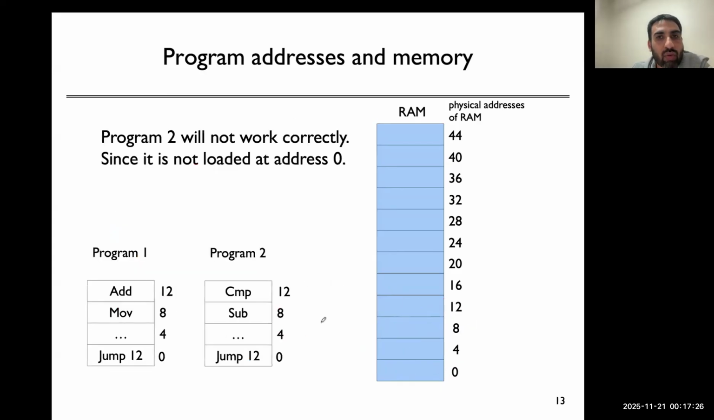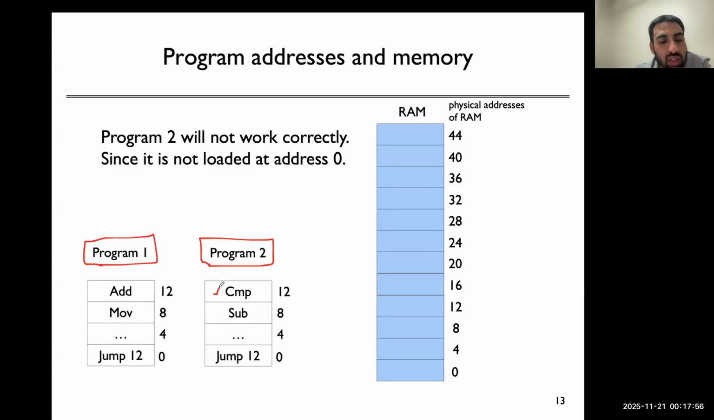However, now if we consider the second example, let's say you have written a program, right? So this first program is the same which we have seen in the previous slide. Now we have a second program, and this program is written assuming that it will be loaded in the memory at the address 0. So if it is loaded into the memory at the address 0, it will work fine.